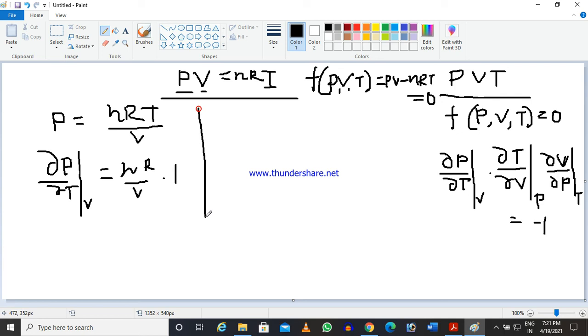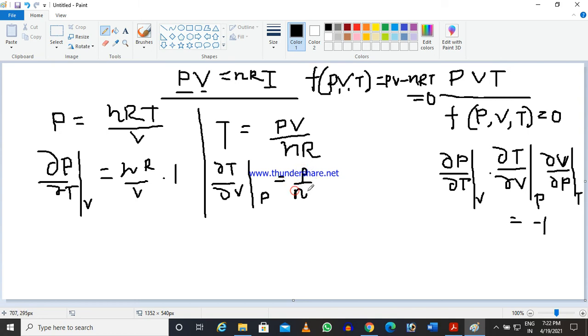Now T is equal to PV divided by nR. So now del T by del V at constant pressure, so P will come out, so P by nR and del V by del V, that is equal to 1.